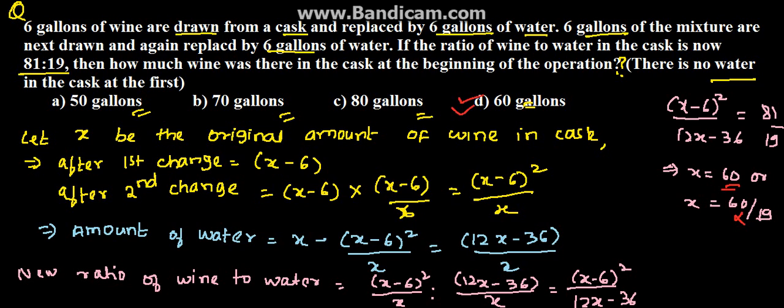So option D is the solution for the given problem, that is, 60 gallons was there at the beginning of the operation. Thank you.